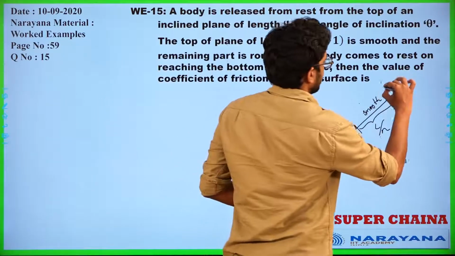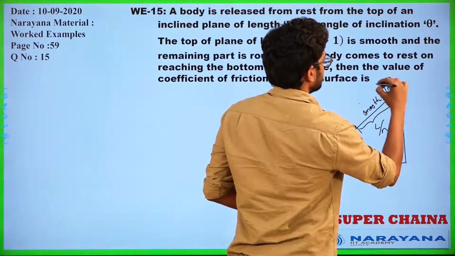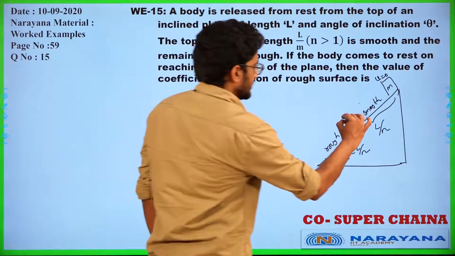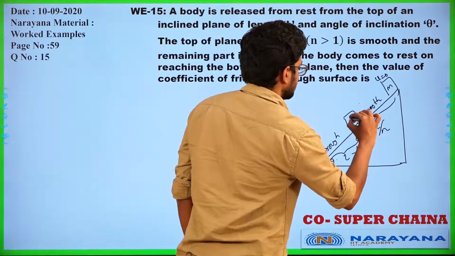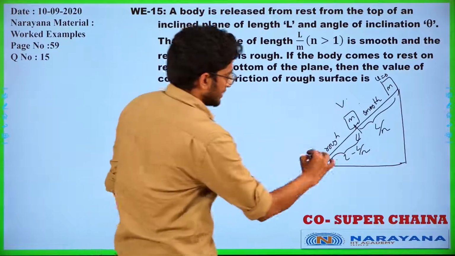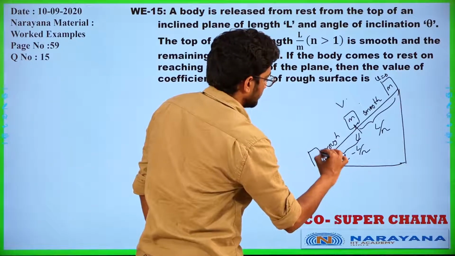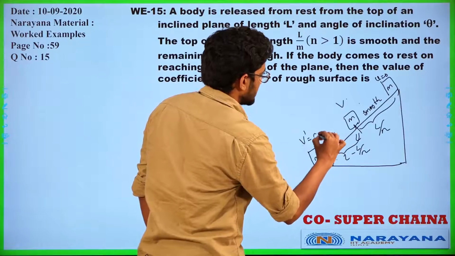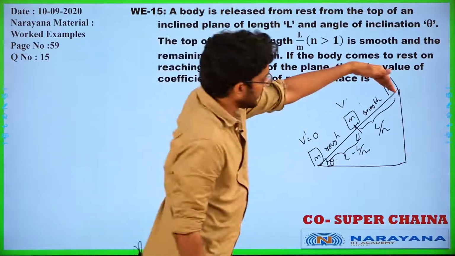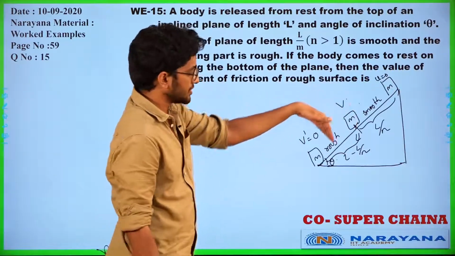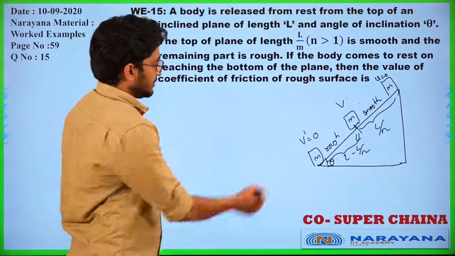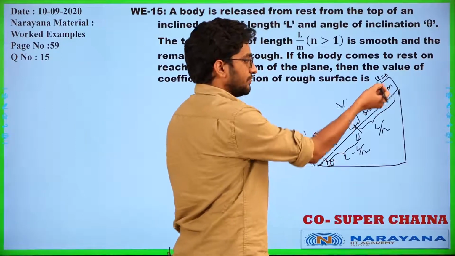Now if I leave a block of mass m here from rest, its initial velocity is 0, right? And by the time the block reaches here, it gains a velocity v. And now because of the friction, by the time it reaches the bottom, its final velocity becomes 0 again. That is what he says: the body comes to rest on reaching the bottom of the inclined plane. So it gained velocity because of gravity and lost that velocity because of the resultant of friction and gravity.